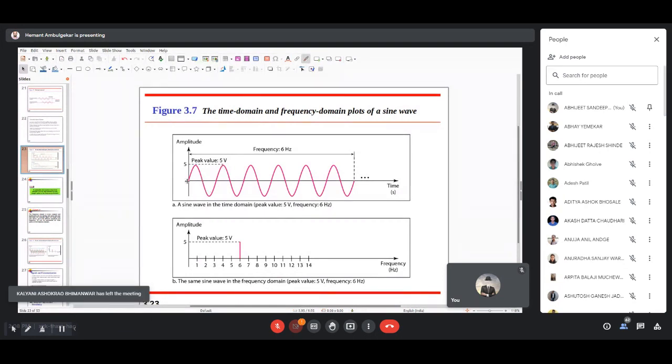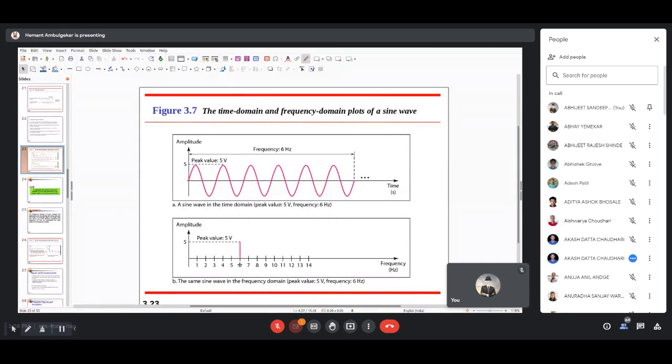So you know the frequency in figure A is about 6. There are 6 cycles. Okay, so that's why its frequency is 6 hertz, right? Now the same sine wave is represented using a frequency domain plot. Now look here, how many frequencies are there? How many cycles are there? 6.